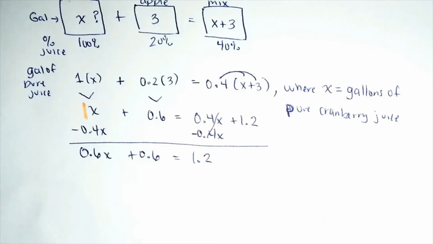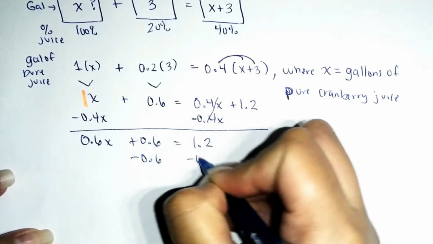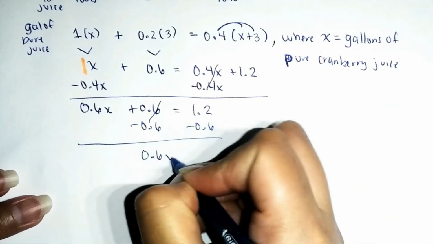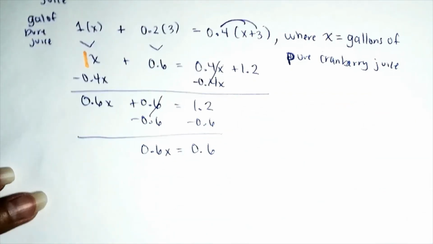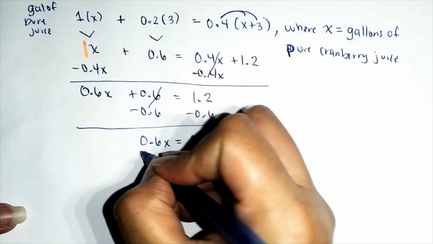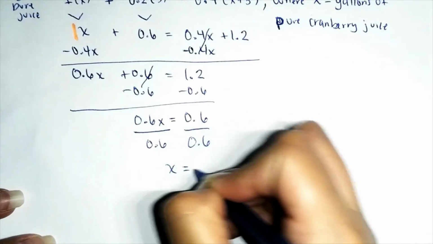Alright, let's keep it going. To isolate the variable term, we'll subtract 0.6 from both sides. And that will give us 0.6x is equal to 0.6. Alright, for the grand finale, to isolate the variable, we'll divide both sides by 0.6. And that will give us x equals 1.